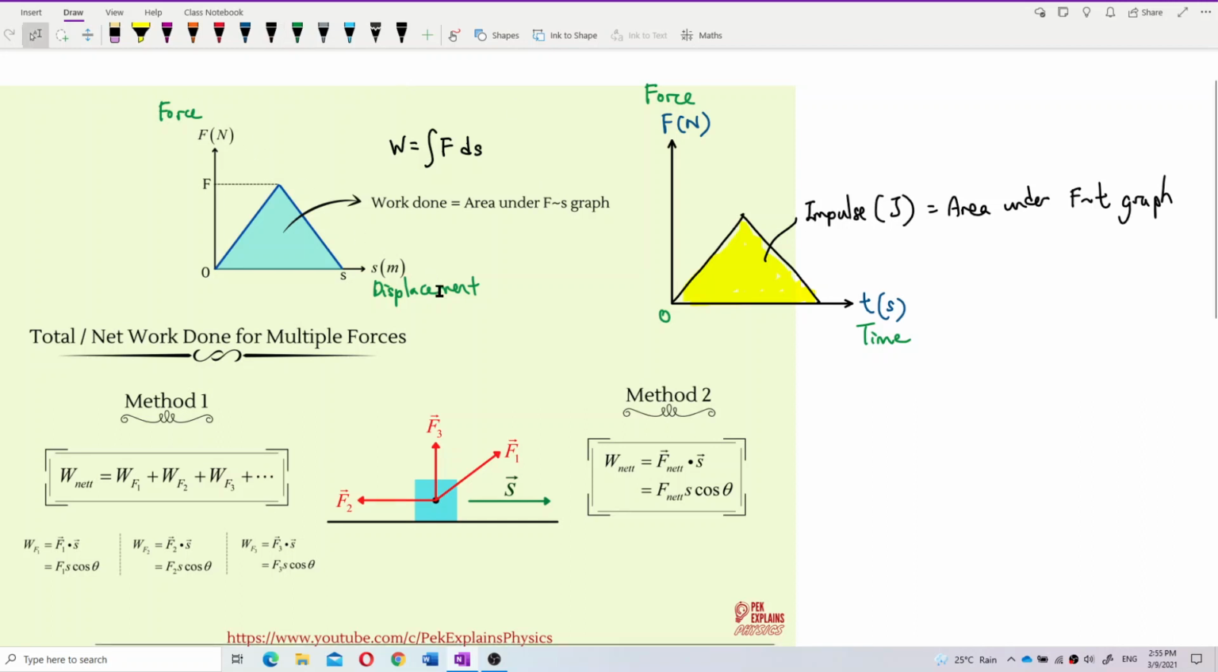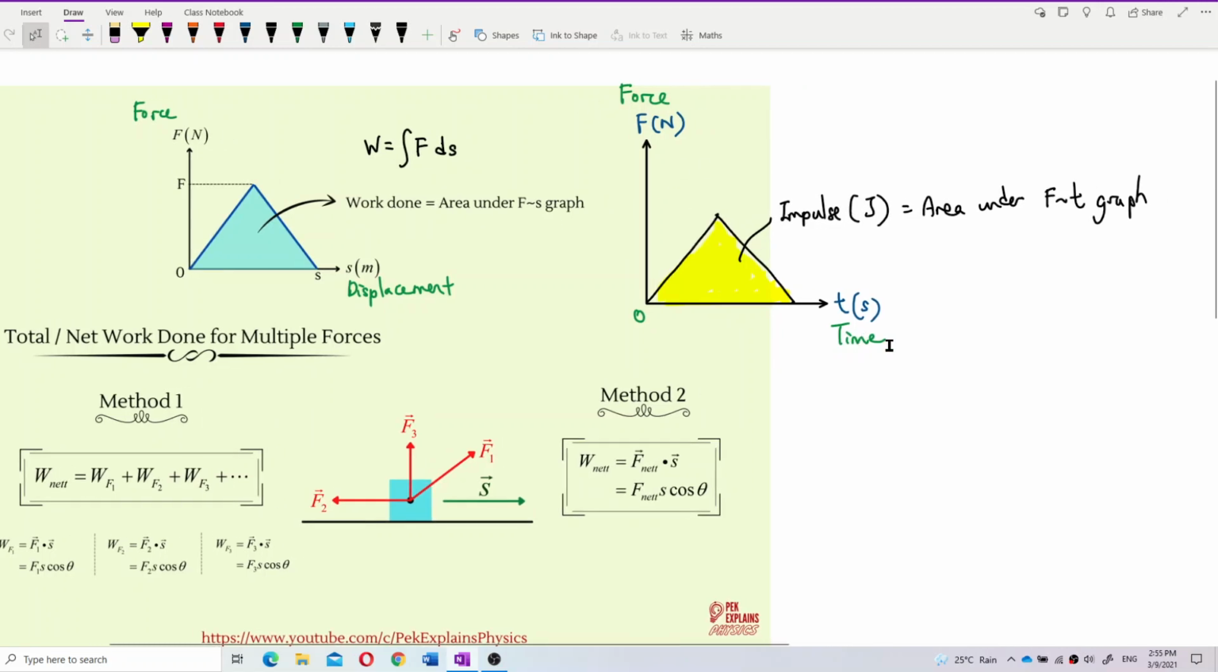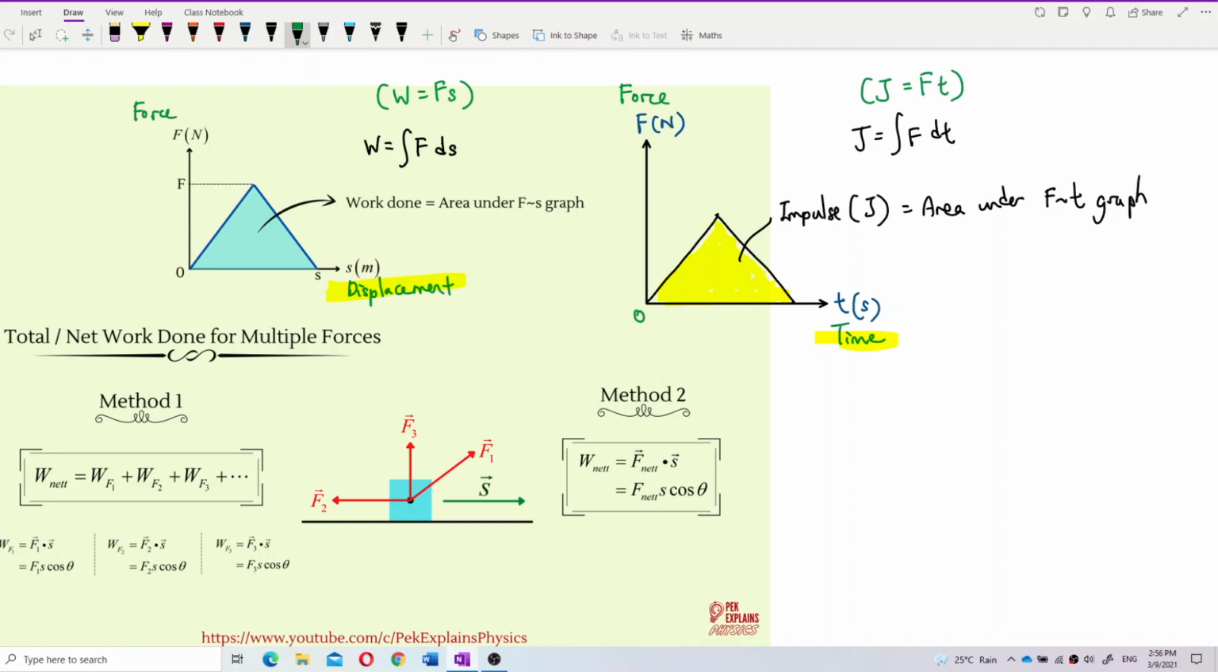If it's force displacement, the area is work done. If it's force time, remember, see the difference: this one is displacement, this one is time. Different. If force time, it is impulse, and the formula is that impulse is the integral of the force versus time graph. You can remember simply that work done is force times displacement, but impulse is force times time. One is force displacement, one is force time.